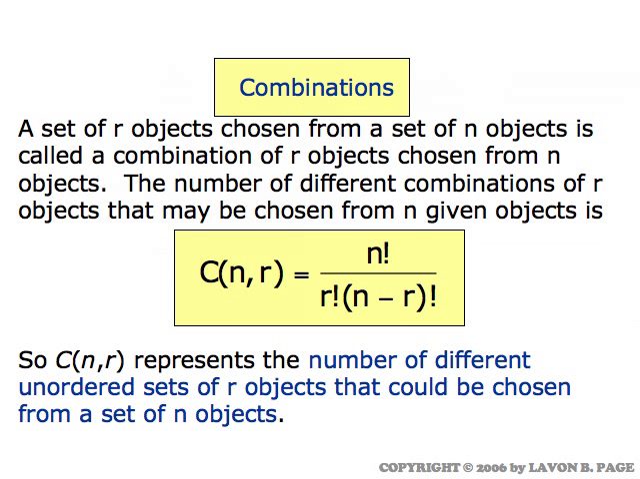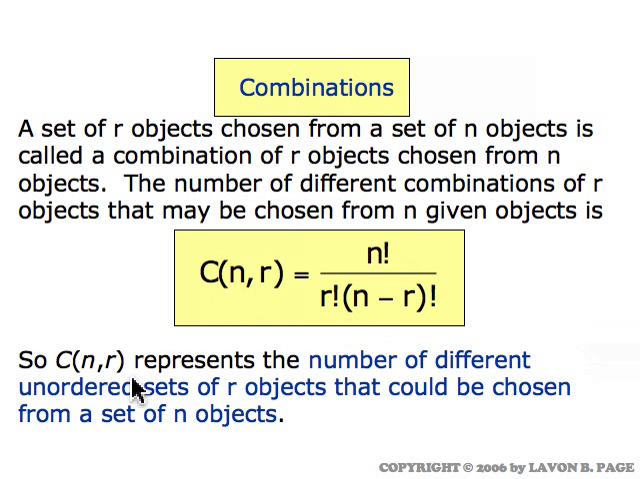A set of r objects chosen from a set of n objects is called a combination of r objects chosen from n objects. And the number of different combinations is given by the formula shown right here. If you're choosing from n objects and r is how many you're choosing, then the number of ways of choosing that set of objects is n factorial divided by r factorial and also divided by n minus r factorial.